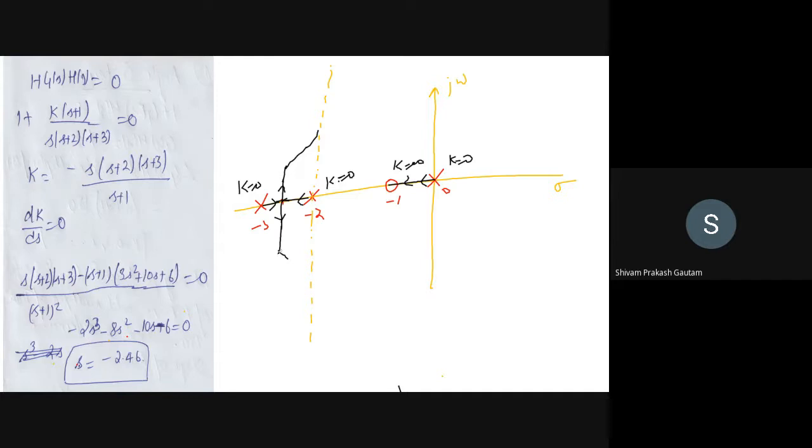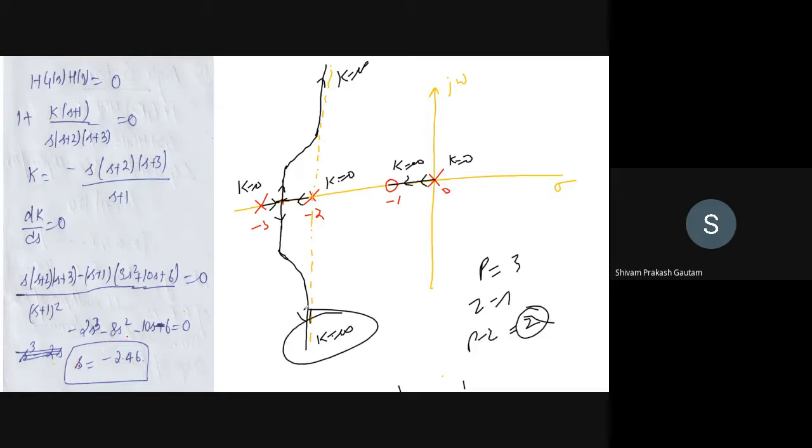And you know that it is symmetrical about the real axis. That means whatever is on the top side, the same will be on the bottom side. So this will go like this to infinity, where the value of gain K is equal to infinity. Here we can see that the number of poles was 3 and the number of zeros was 1. So P minus Z, that means 2 branches terminate at infinity. You can see one branch is here, one branch is terminating here. So this is the solution of this example.